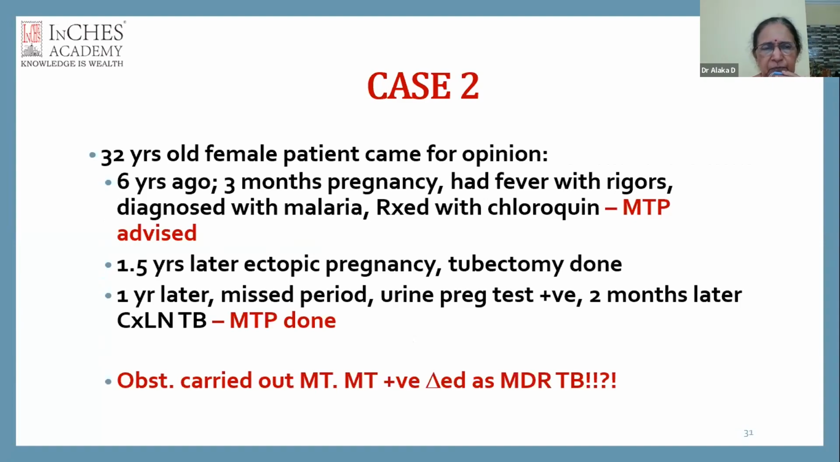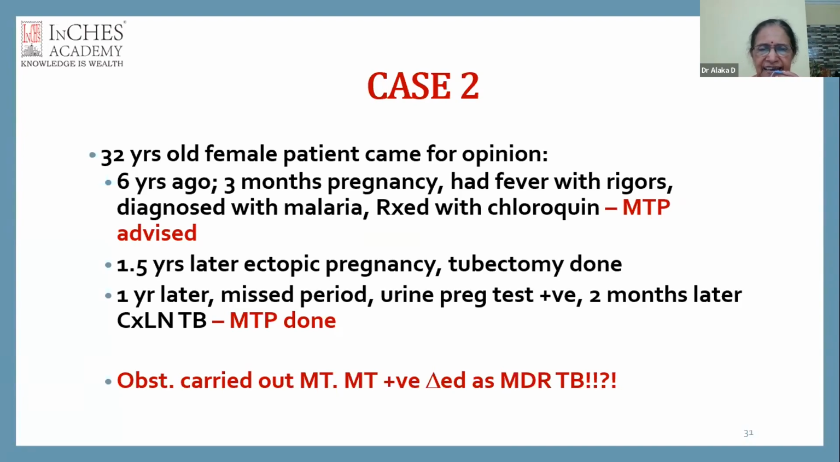This is another case from Chembur, I am telling you. The family, both husband and wife, were very well, highly educated. A 32-year-old female patient came for an opinion. 6 years ago, she was 3 months pregnant, had fever with rigors, was diagnosed with malaria, and treated with chloroquine. Because she was treated with chloroquine, the gynecologist advised her MTP because chloroquine will have adverse effects on the fetus. So, first child gone.